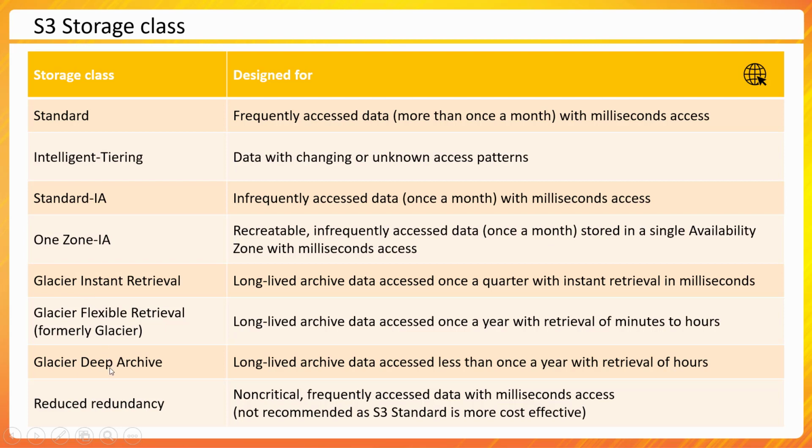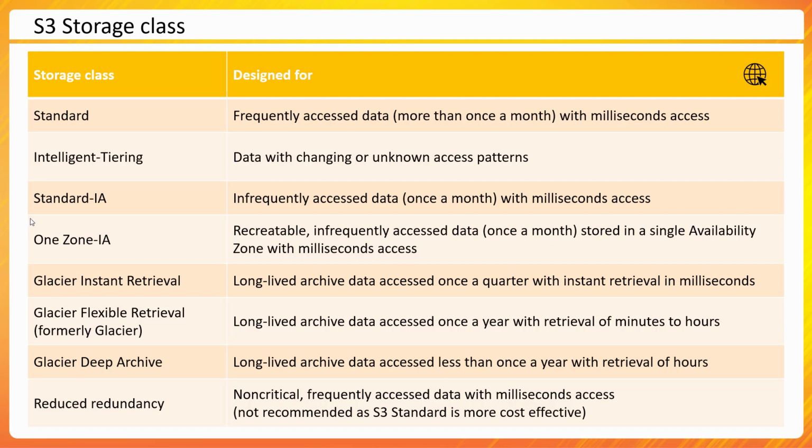So Glacier Deep Archive is for long-lived data, accessed less than once a year, with retrieval in hours. So you send a request to Glacier and then it will figure out a way to deliver the data to you. We'll talk about Glacier in a minute. But hopefully it is clear that these are different storage classes and you can decide, depending on the use case of your data and retrieval requests, what would be the best type of storage class to use and where to keep your data. So decide on what works well for you.